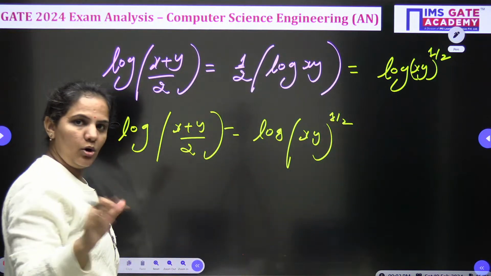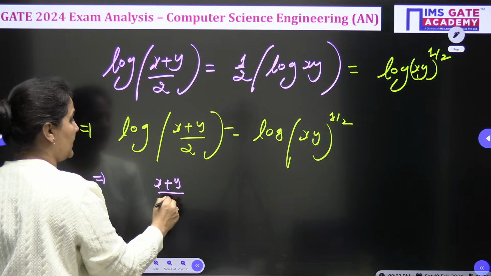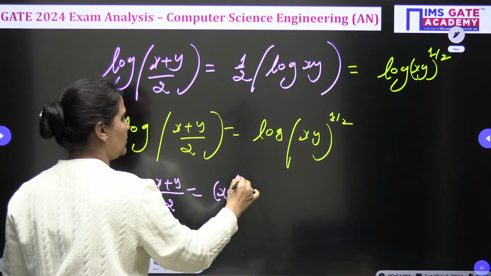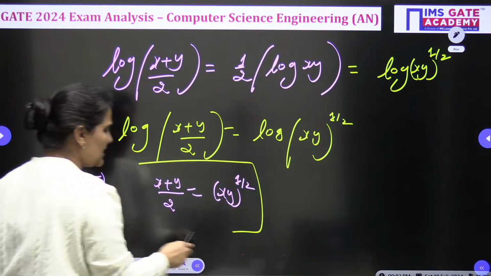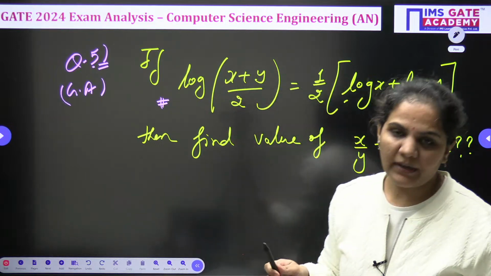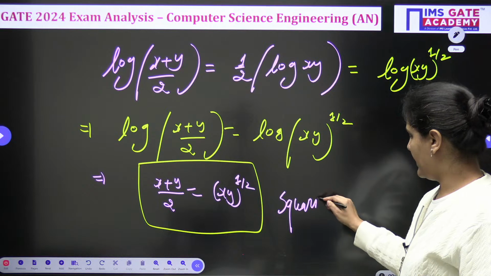The base is the same, so the log will be gone. So you have (x plus y) by 2 equals square root of xy, or xy to the power 1 by 2. Let it be as it is. But this is not your requirement. You want x by y plus y by x. So it is better to square both the sides.